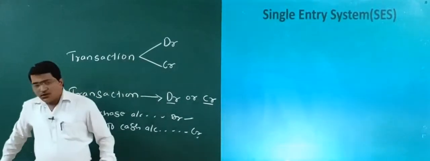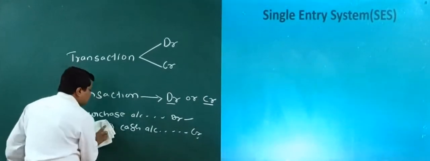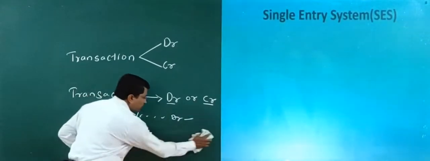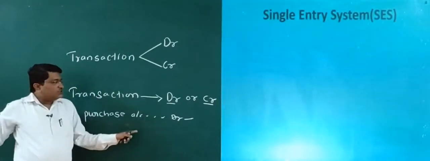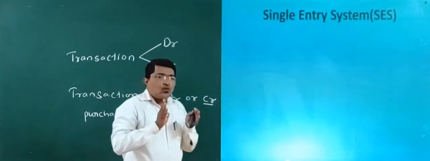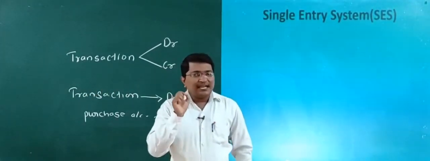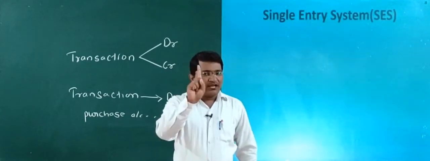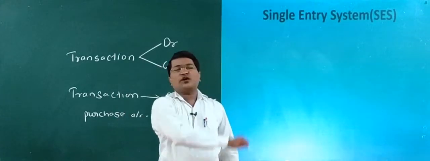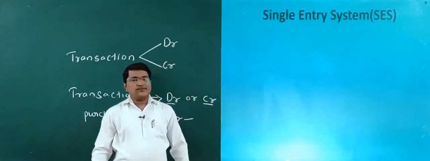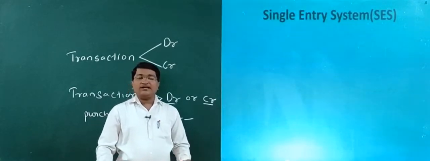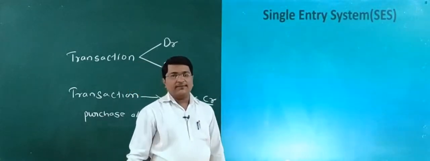If we only record purchase account debit, then it is called single entry system. So have you understood now what single entry system is? Single entry system means if one transaction has only one entry, then it is called single entry system, and that entry may be credit or debit, but it has only one entry.